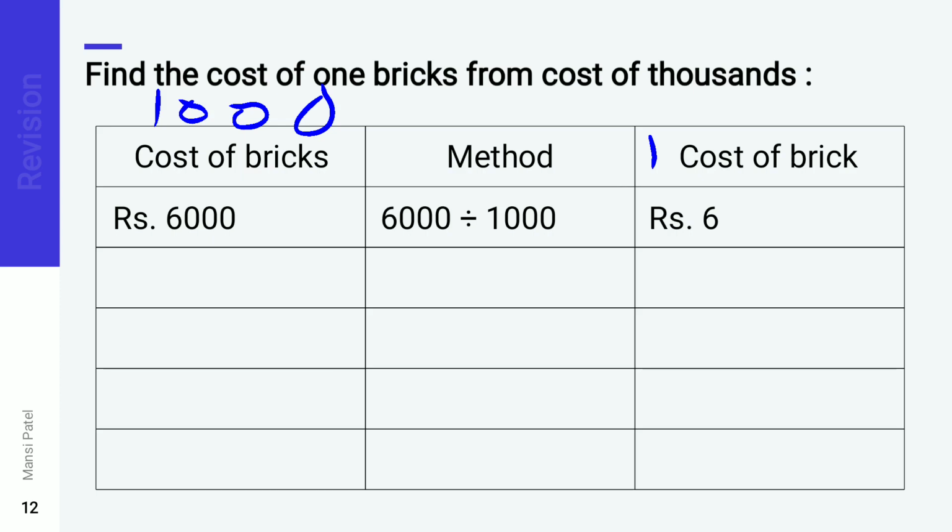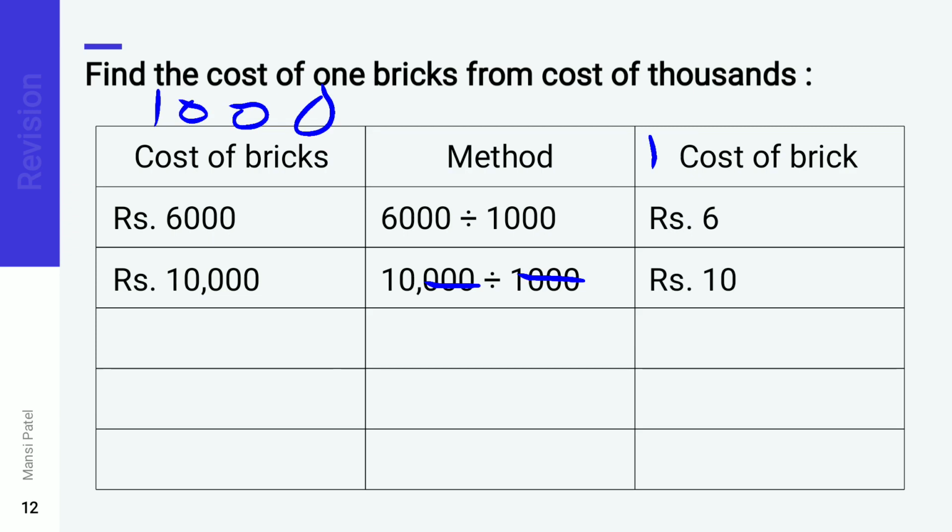Then after that, 10,000. Again here you want to find out the cost of one brick. So do the division. 10,000 divided by 1000. How many zeros are there? 3 zeros are there. So just cut 3 zeros. So what is the cost of one brick? That is rupees 10.